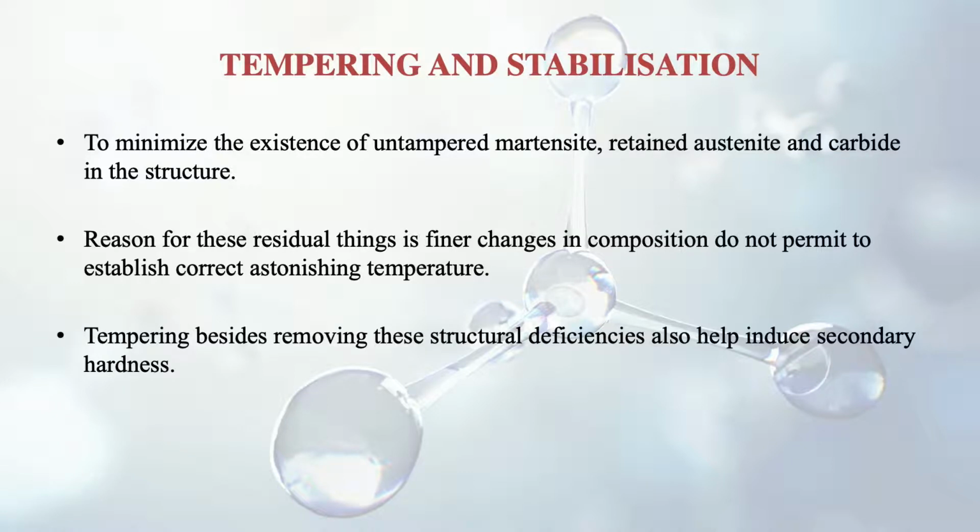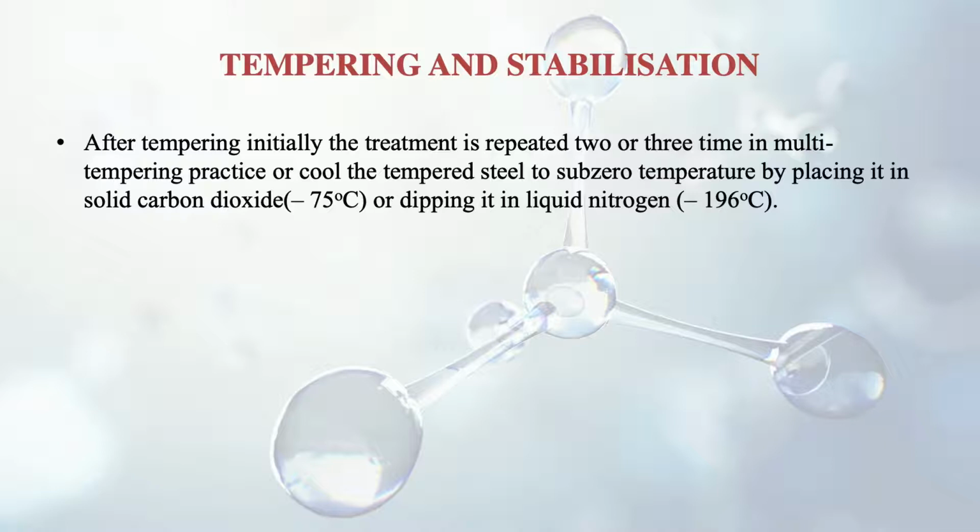Tempering, besides removing these structural deficiencies, also helps induce secondary hardness. So tempering is a very good process. It helps to remove the structural deficiencies and at the same time induces secondary hardness. After tempering, the treatment is initially repeated 2 or 3 times in multi-tempering practice. So we can go for multi-tempering also if we want a certain grade of steel or tool steel.